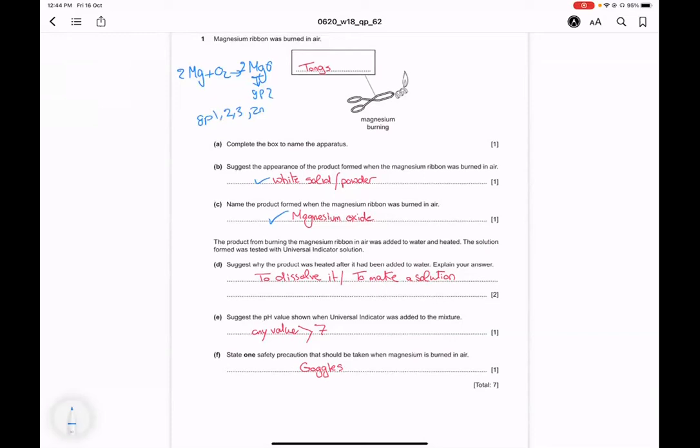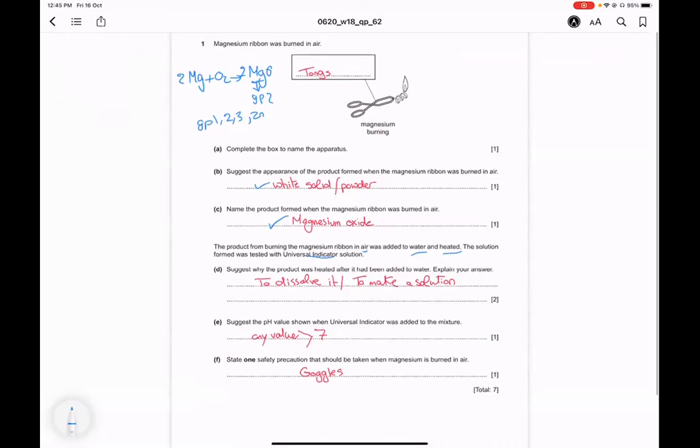The product from burning magnesium in air was added to water and heated. The solution formed was tested with universal indicator. Suggest why the product was heated after it has been added to water. When you add anything to water, the reason probably is because you want to dissolve it. Why do we heat a solid in water? To increase its solubility, to make it dissolve better, or to make it dissolve and make a solution.